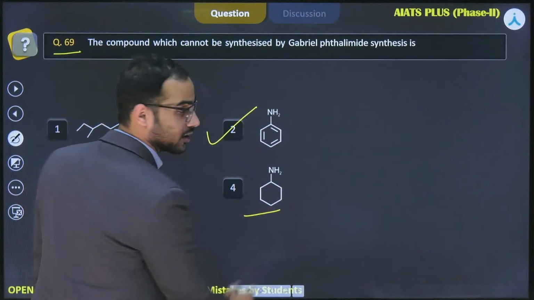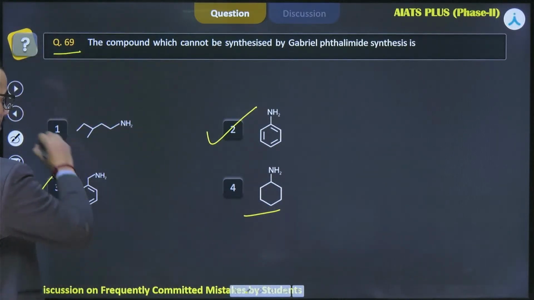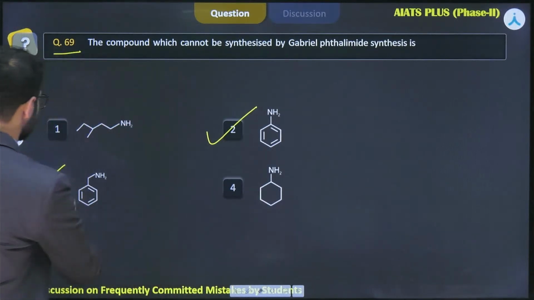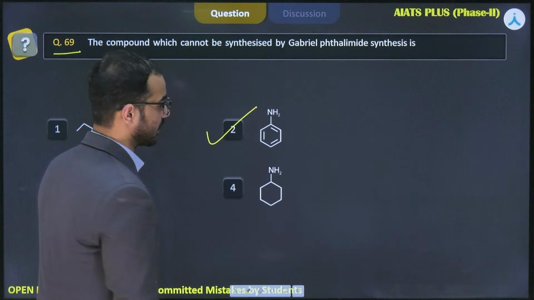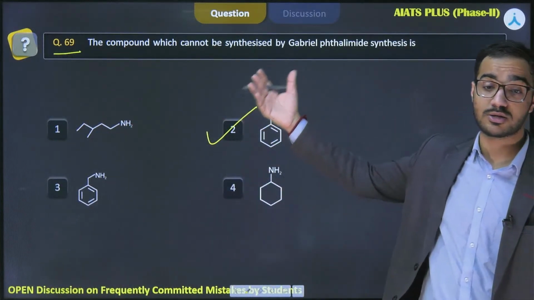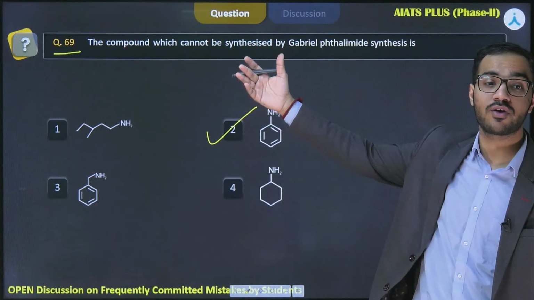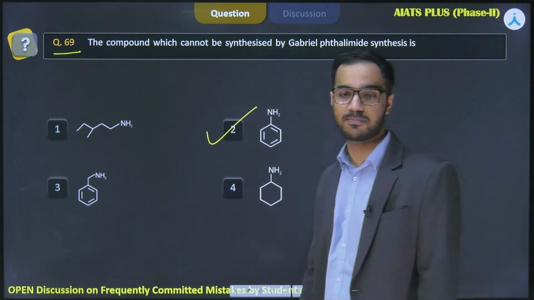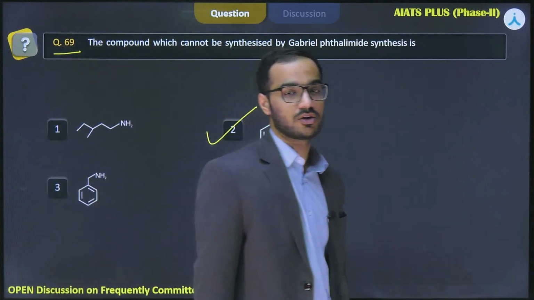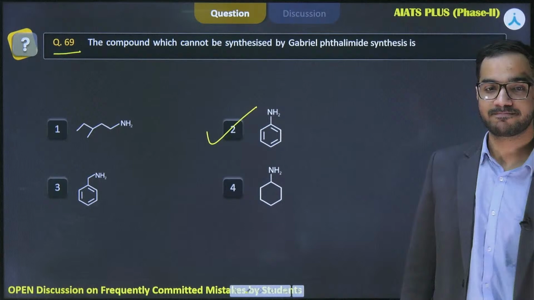This can be prepared, this can be. And the correct answer of this is this, obviously. And the Gabriel phthalimide synthesis is basically used for the preparation of primary amines. Perfectly clear. I hope this concept is clear to you all. Is it?